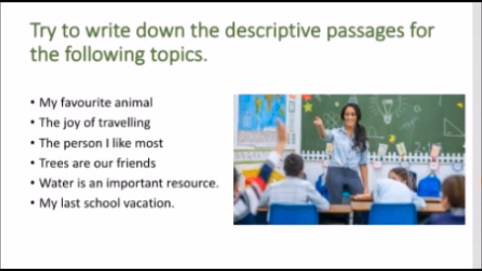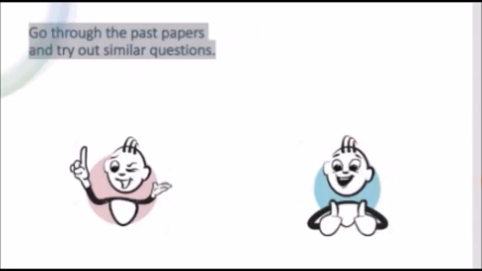Let's read the topics given. My favorite animal. The joy of traveling. The person I like most. Trees are our friends. Water is an important resource. My last school vacation. Children, we have come to the end of today's lesson. Try to find out similar questions from the past papers and try to write well-organized paragraphs.